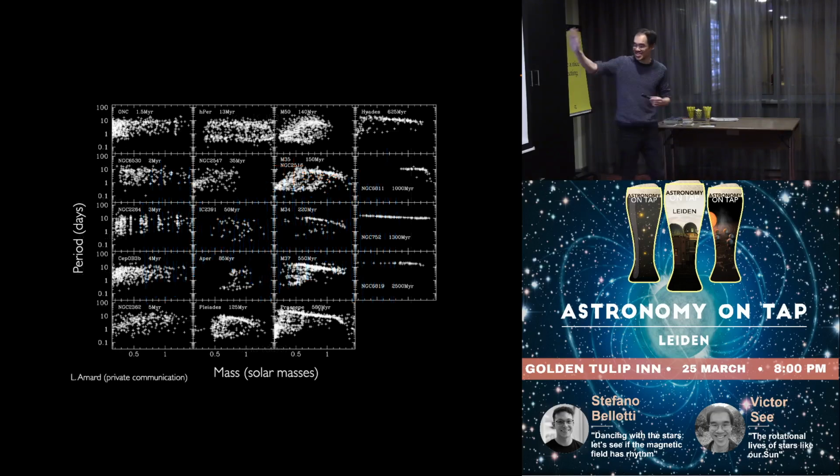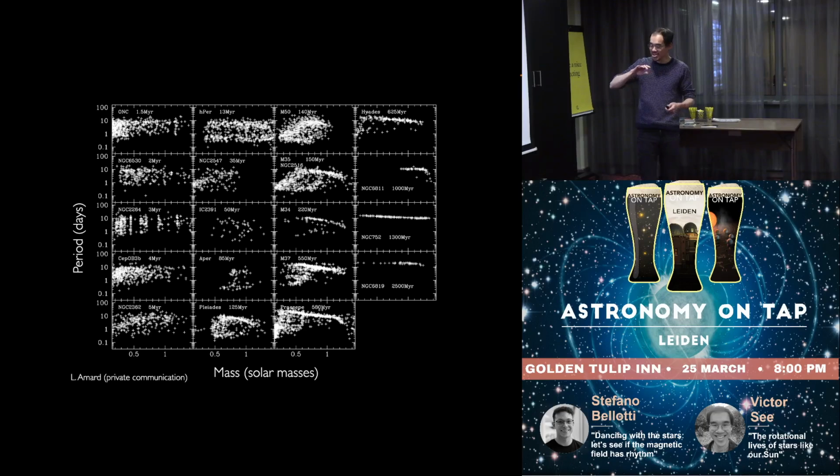So this is potentially a bit of an overwhelming plot, but each of these panels represents a different cluster of stars with the age of the cluster on the panel. On each panel, what's being shown is the rotation period of the stars in that cluster against the masses of the stars in that cluster. Okay, and I'm going to simplify this down a bit.